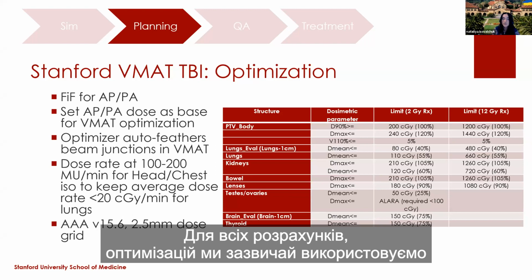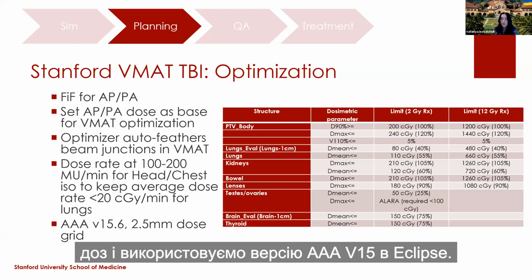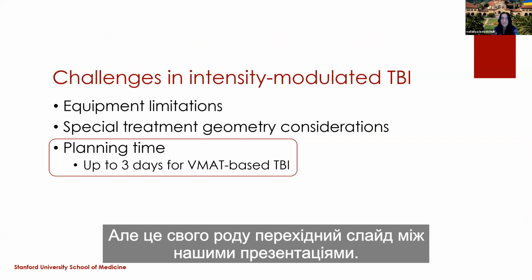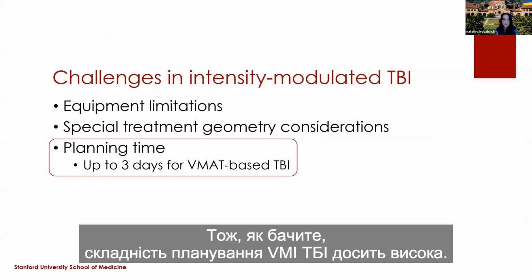And the way we do all the calculations, optimizations, we typically use 2.5 millimeter dose grid resolution, and we use AAA V15.6 version in Eclipse. But this is kind of a transition slide between our presentations. So as you can see, the complexity is quite high for VMAT TBI planning.